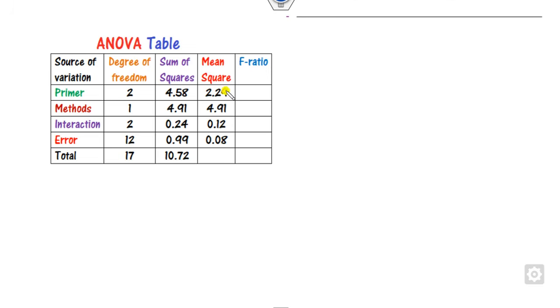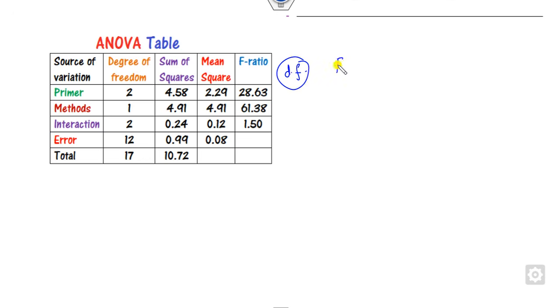How do you compute the F ratio? The first number is 2.29 divided by the error. Always divided by the error. Whatever the answer you get is here. How do you compute this number? It is 4.91 divided by the error. Similarly, corresponding to this, 0.12 divided by 0.8. After the calculation you will get these results. Once you complete this ANOVA table, we will compute the degree of freedom.